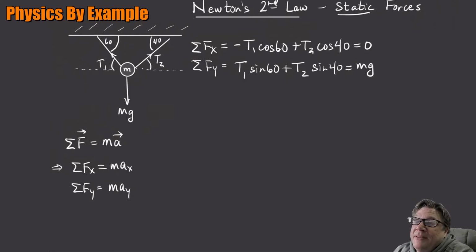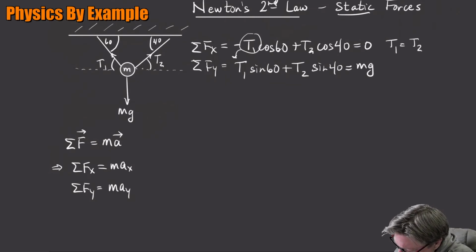So there's 2 equations and 2 unknowns. I don't know T1 and T2, but I have 2 equations. So one strategy is that I can just solve. Maybe I'll solve the top one for T1 and then plug it into the bottom one. So what's T1 going to be? It's going to be T2 cosine 40 divided by cosine 60.